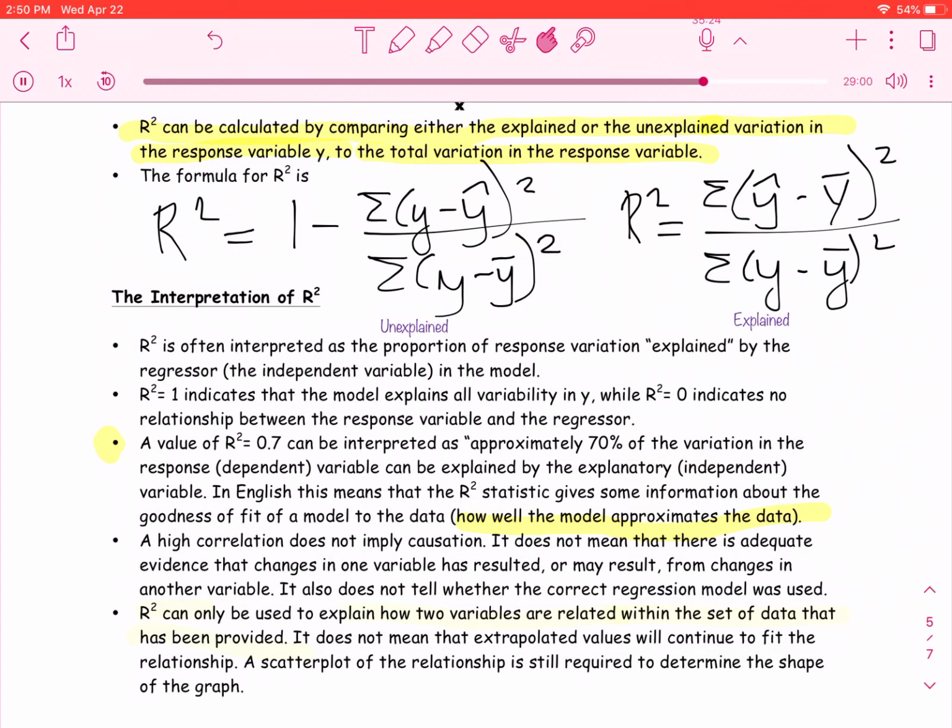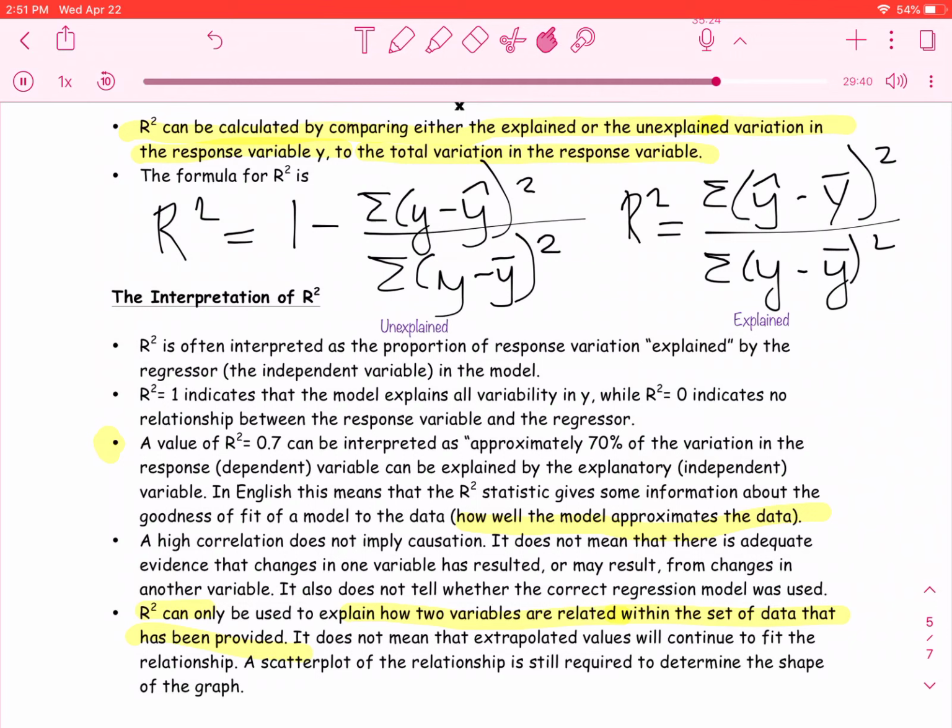Now, it doesn't mean that a higher correlation means that that's causation, right? So again, it still can be determined by what the variables actually are. Okay, as I've always said from the beginning, data management or statistics is looking at how we can interpret values and what they may mean. Okay, and R squared basically just explains how two variables are related within the set of data that has been provided. Okay, so we're interpreting, we're trying to make an understanding of the two variables that are given to us.